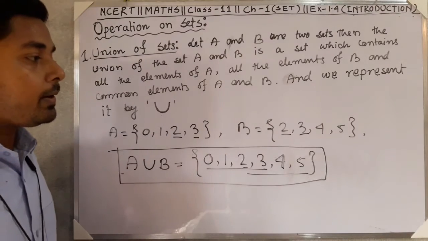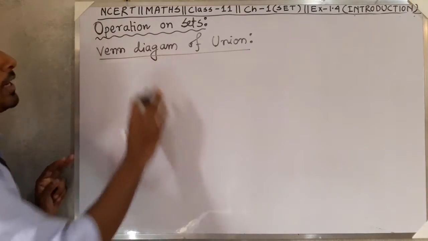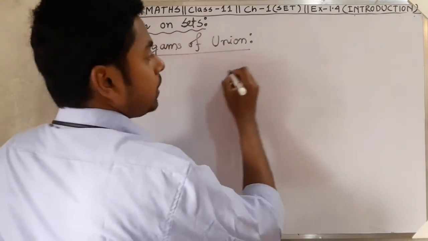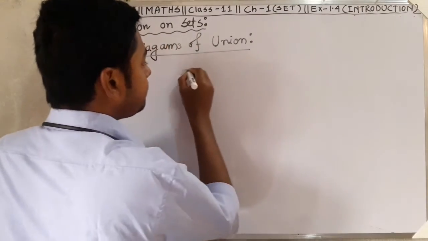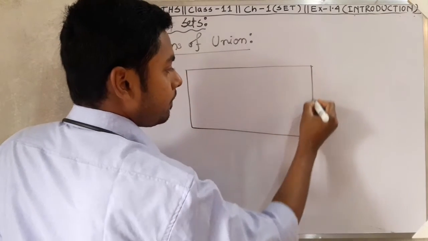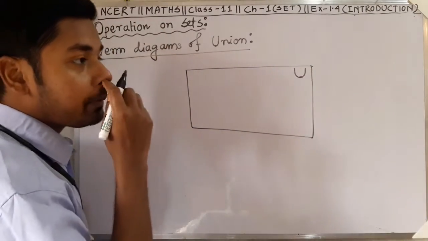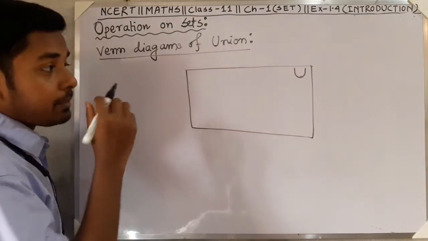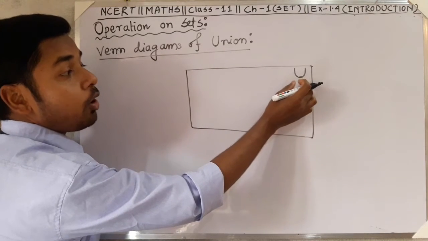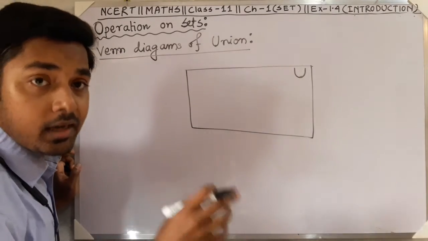Okay, clear? So pause the video to note it down. Now we will learn about Venn diagrams of union. In Venn diagrams we know the universal set is represented by U, and its subsets are usually represented by a circle or ellipse.